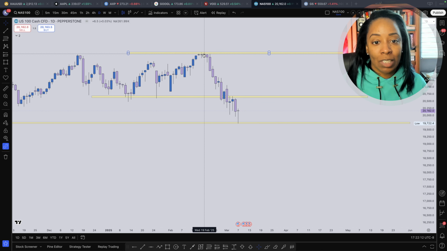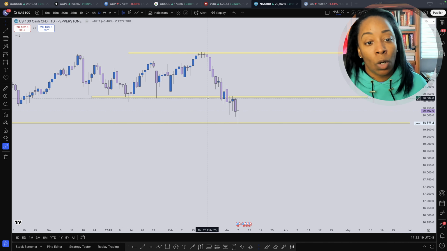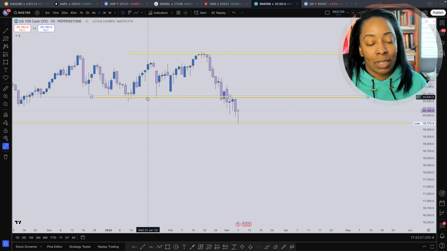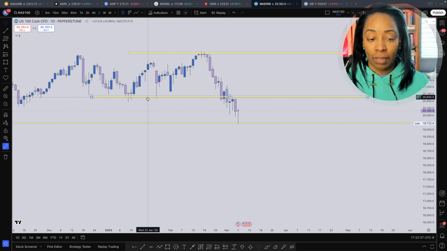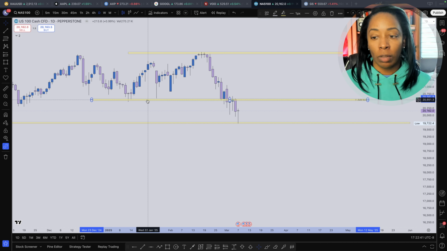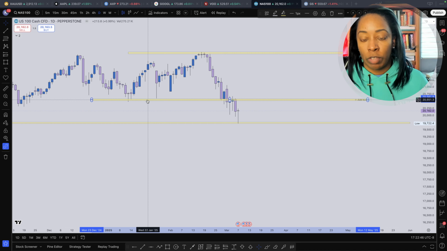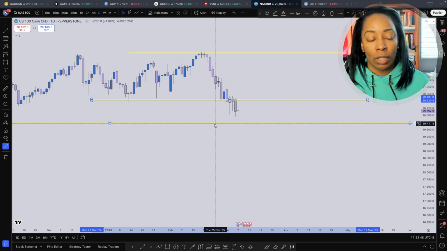So the top still looks good. This level needs a little bit of work, especially because there was some consolidation inside of the zone. We do have all these rejections here. So because we have all of these rejections, one thing I'm going to do is actually move this level down a little bit. And now this level is sitting at 20,551. And then this level still looks perfect.